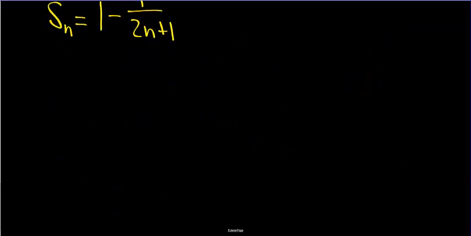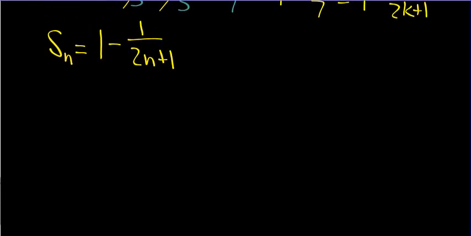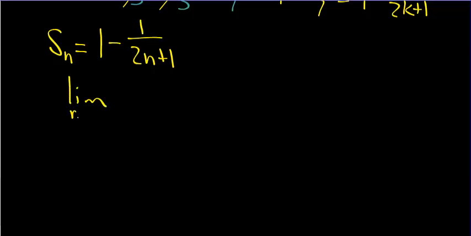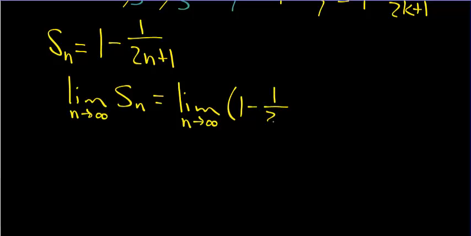Now, here's the deal. If this limit right here exists, then we say that's what that series converges to. Now, we won't always be able to find this limit. We won't always be able to put together a formula like this. But this illustrates that when we say the limit as n goes to infinity of 1 minus, of s of n, what is this limit?